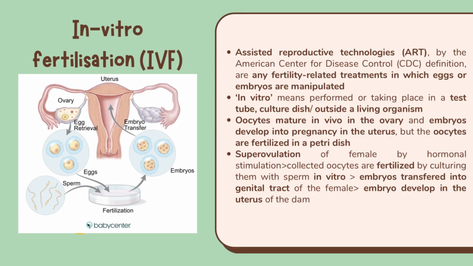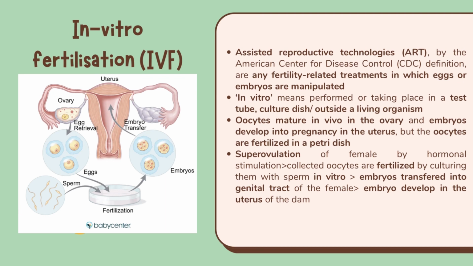Assisted reproductive technology, by CDC definitions, are any fertility-related treatments in which eggs or embryos are manipulated. In vitro means performed or taking place in a test tube and culture dish, or basically something that is outside of a living organism. The oocytes mature in vivo in the ovary, and the embryos develop into pregnancy in the uterus. But the oocytes are fertilized in the petri dish.